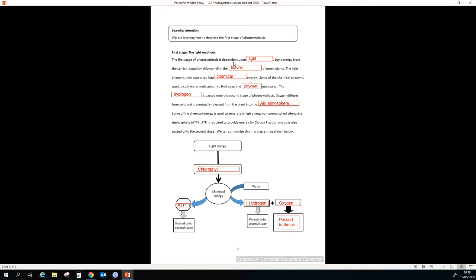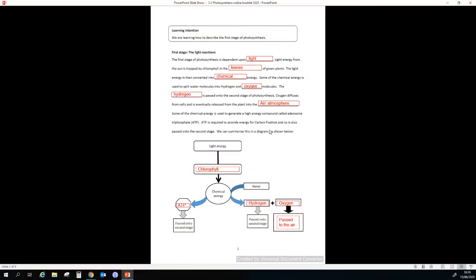So the energy from the sun is trapped in chlorophyll in the leaves of green plants. It can also be in the stem to some extent, but anyway. The light energy is converted into chemical energy. Some of this is used to split the water molecule into hydrogen and oxygen. The hydrogen is passed into the second stage of photosynthesis, and the oxygen just diffuses out. So the water is split, the oxygen is treated as a waste product and is allowed to leave through the pores of the leaf, but the hydrogen is kept and used on to the second round of photosynthesis. ATP is also produced. This is an energy molecule which, again, we will use in stage 2.